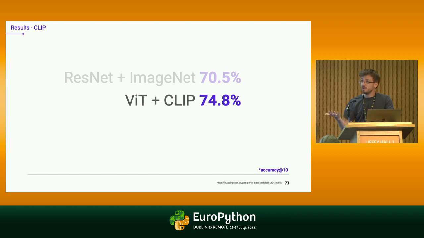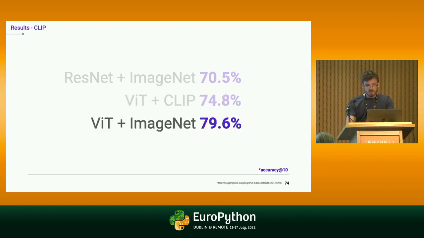So the approach worked. I was very happy, but this is obviously bad science. I changed two things, model architecture and the data that it was pre-trained on. So if I actually use only Vision Transformer pre-trained on ImageNet, it goes up to 79%.